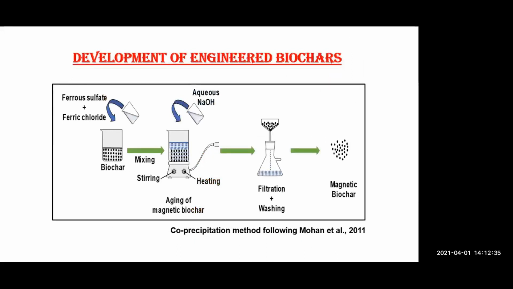For the engineering of biochar, it is converted using a magnetization method through co-precipitation of ferrous sulfate and ferric chloride in biochar, co-precipitated with aqueous NaOH in the presence of heat. Then, after aging for 24 hours, the magnetic biochars are filtered and washed. This method is taken from Mohan et al. 2021.